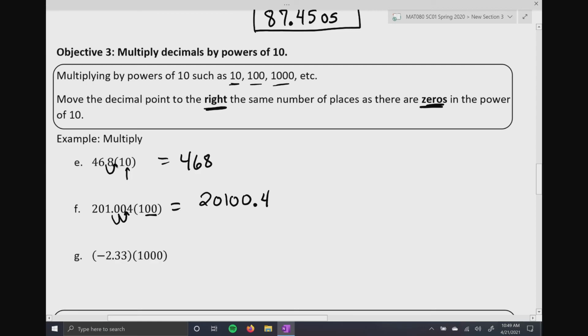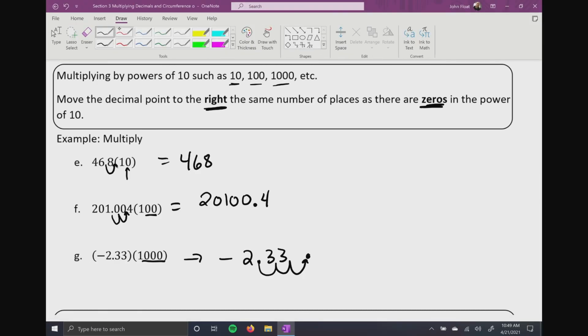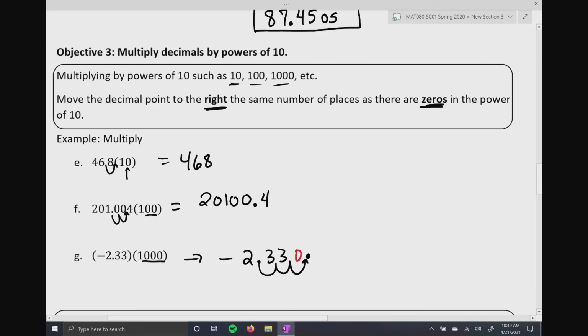For letter G, the last one, there are 3 zeros. So I need to move my decimal place 3 places. Give me a second because I'm going to write this. 1, 2, 3. Now here's a situation where we actually have to add a 0 right there. So the answer is negative 2,330.